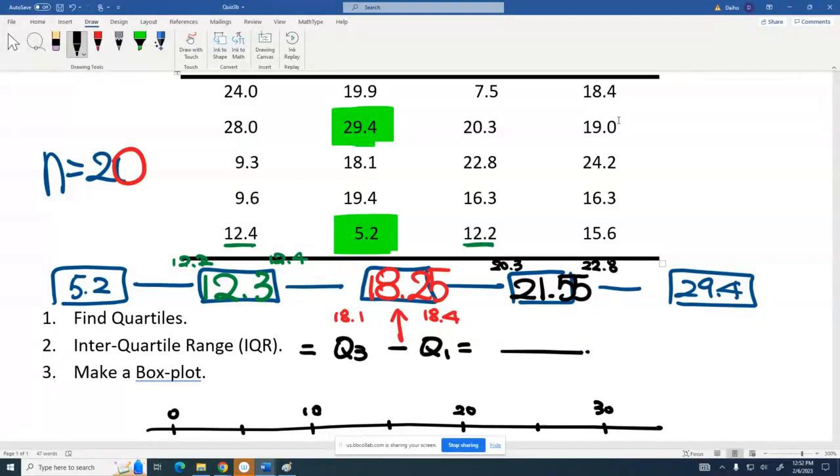Is it okay if I do the fives? I'm fine. 5.2, yeah. It's roughly, it's brief. Okay, good.